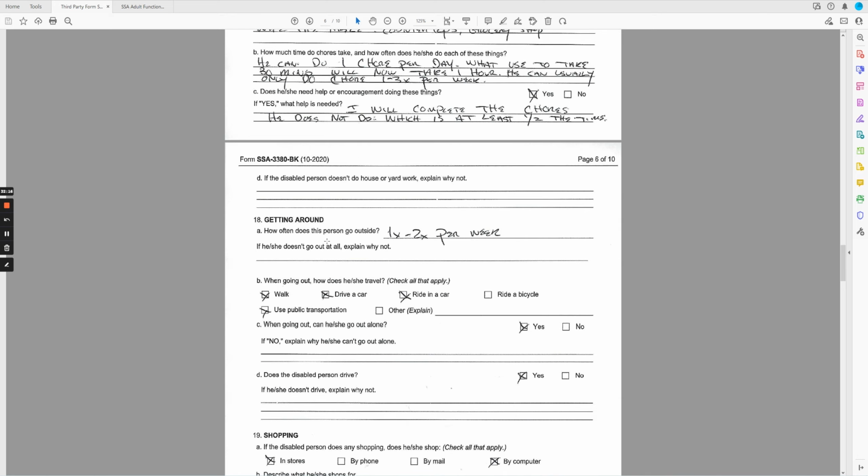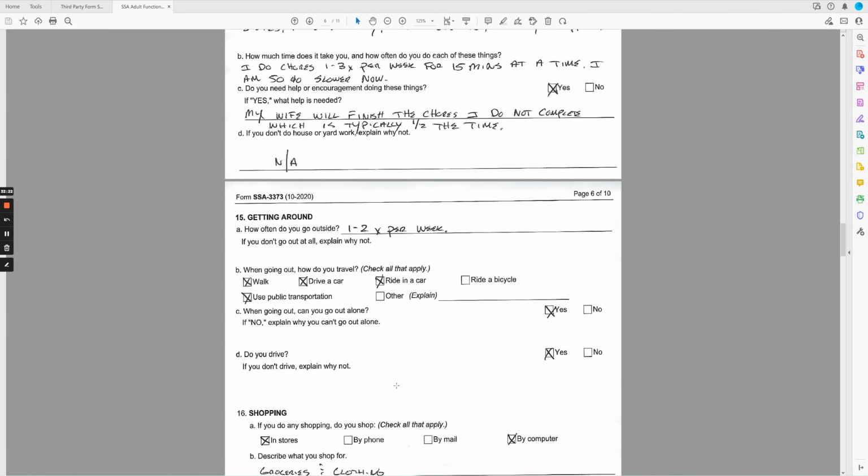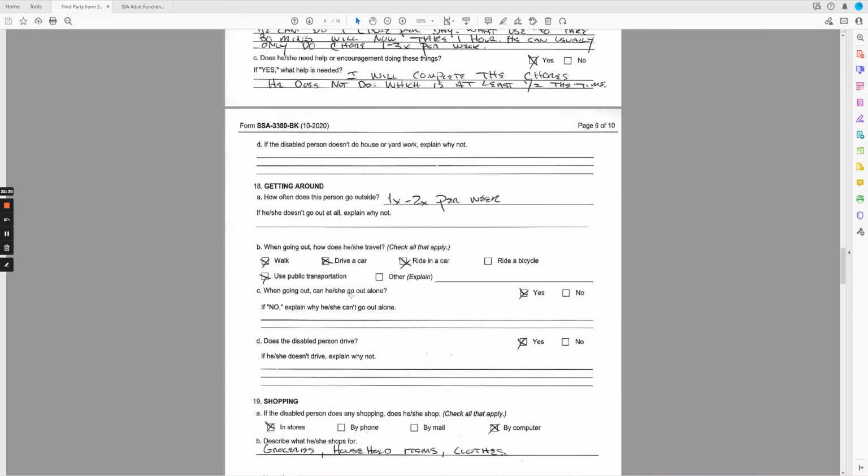So getting around, how often does this person go outside? 1 to 2 times a week. I think on the adult function report, 1 to 2 times a week. You want to be consistent again. So here, what the client filled out: walk, drive a car, ride a car, and use public transportation. Here, exact same thing. If your perception is different, please go ahead and talk to the client and ask them, hey, I thought you rode a bike all the time.